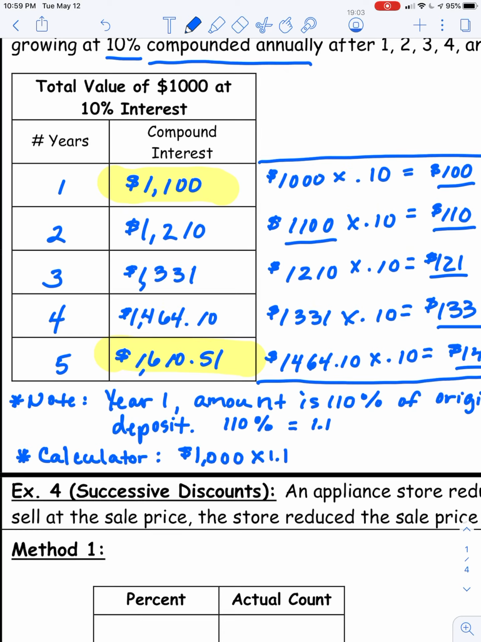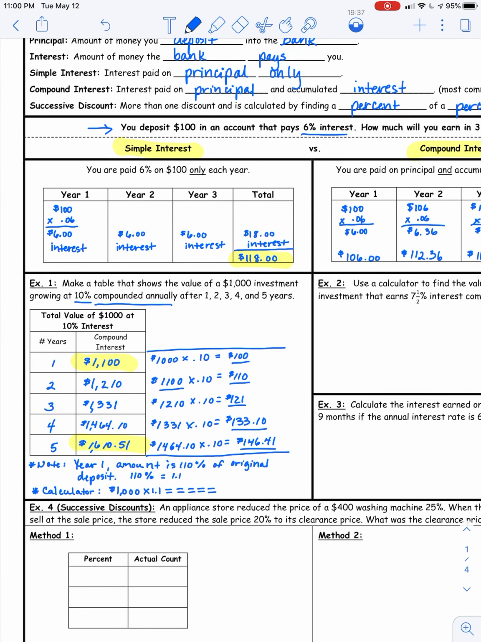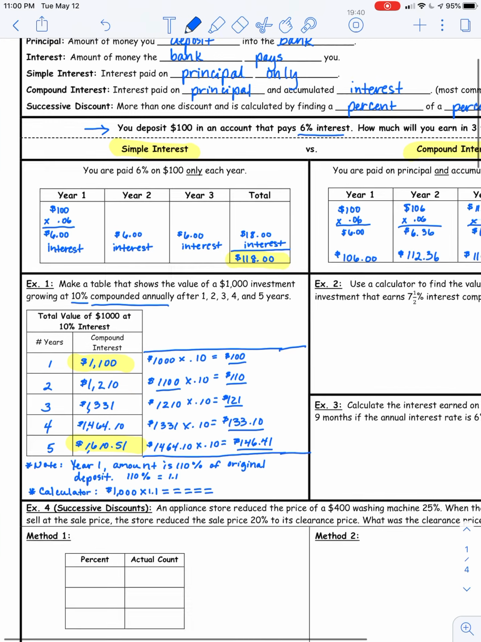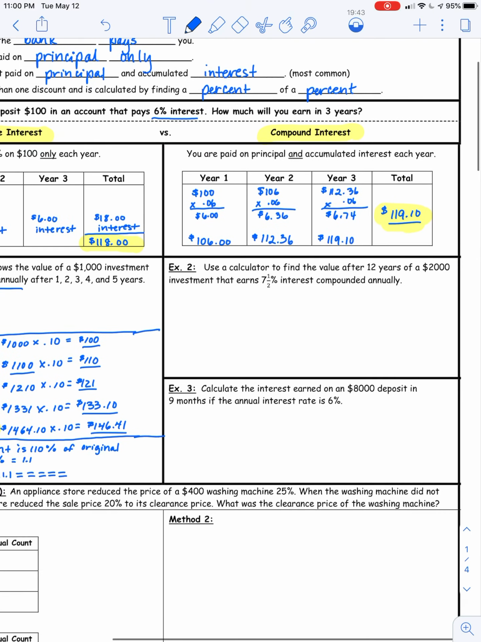So down in this note for calculator, I want you to show here that you would hit 1,000 times 1.1 and you would hit equals. And then you're going to hit it 4 more times. So we're going to have to write 5 little equal signs here. And that's going to give you your ending result of $1,610.51. I hope that makes sense to you, and we're going to get a chance to use that in the next example. So let's go on over to example 2.